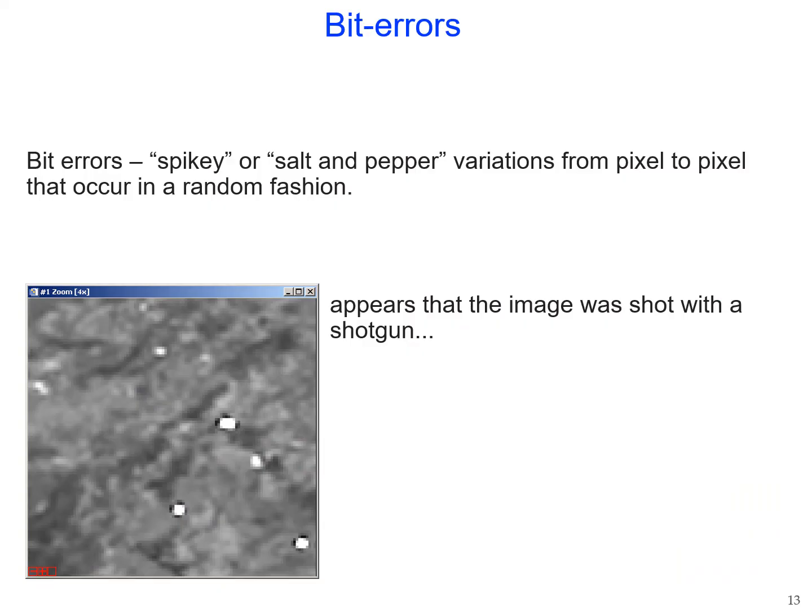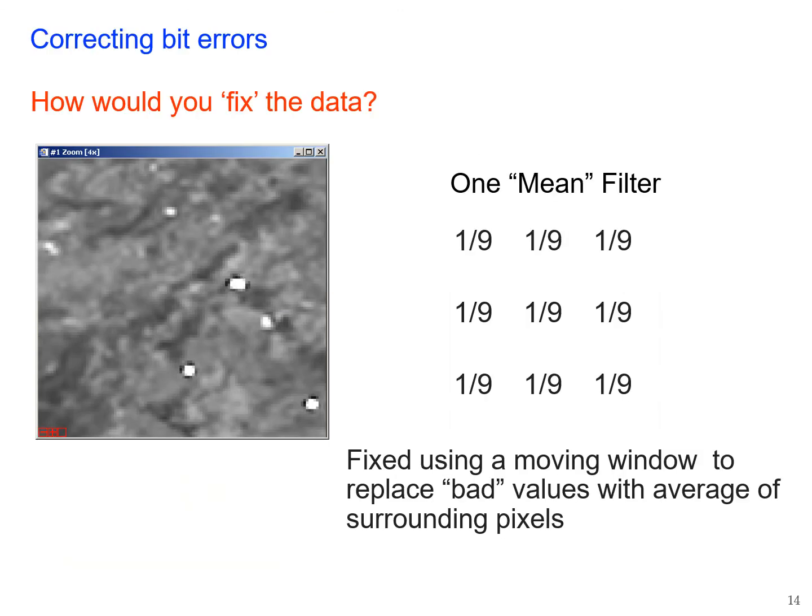Okay, so bit errors. These are errors on the pixel level, and they're spiky. You see little points, sometimes called salt and pepper, as if you just threw salt and pepper out on a table and they were randomly mixed. Some people say it looks like an image has been shot with a shotgun. How do you fix the data?